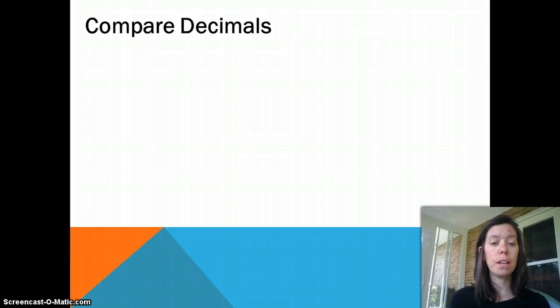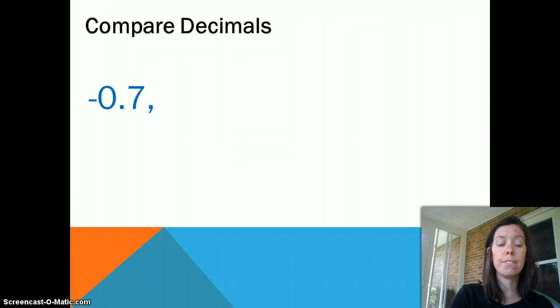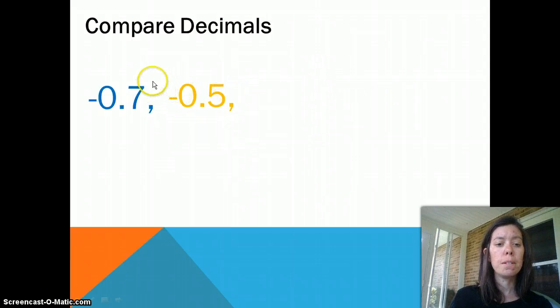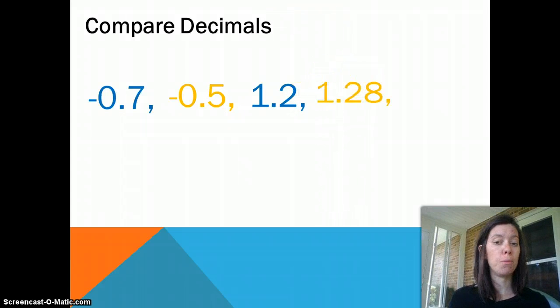So the smallest number in the list I gave you of decimals is negative 0.7. That number falls furthest to the left on the number line. Then negative 0.5. So even though 7 is larger than 5, we're in the negative part of the number line, so the 0.7 has to be closer to negative 1 than 0.5 is. When we get into some positive numbers, we have 1.2, and we already figured out that 1.28 is larger than that, and the biggest number in the list was 2.9.